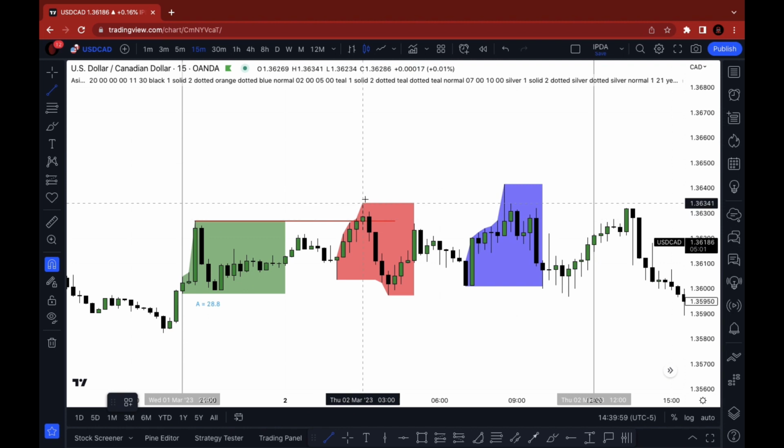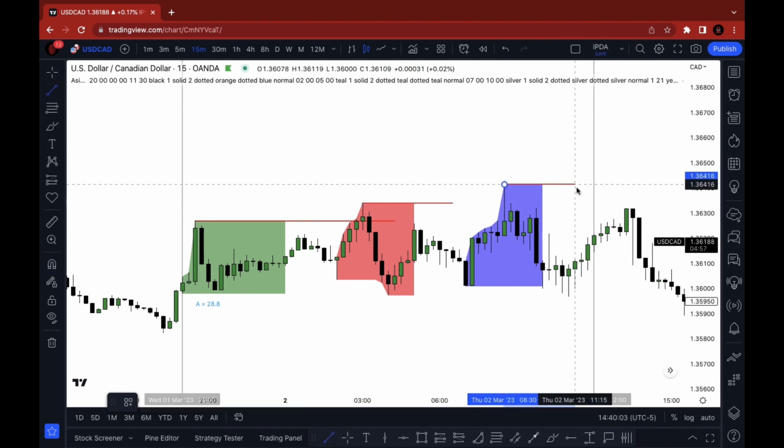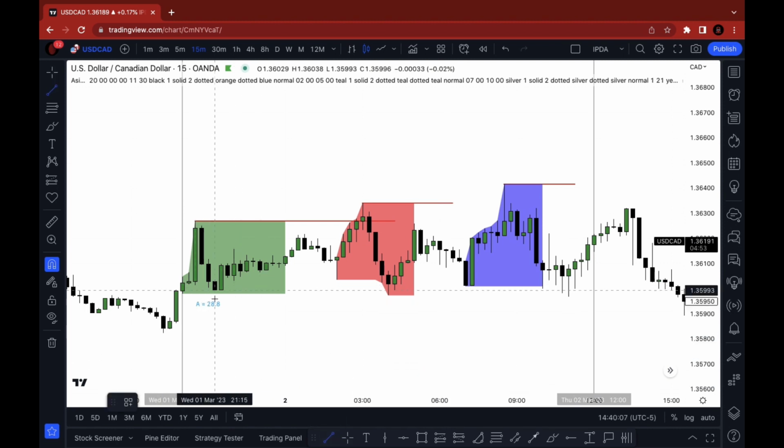We have a swing high here. We have a swing high here. Then we're going to mark out some swing lows. We have a swing low. Who's lower here? We got to double check. Who's the lower one? This is the lower one.